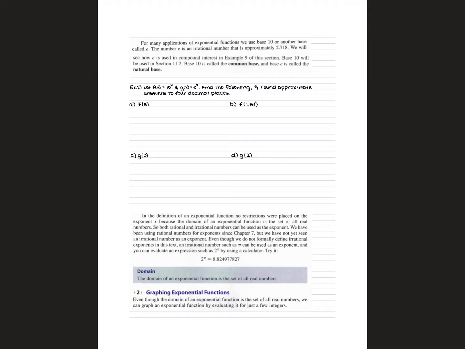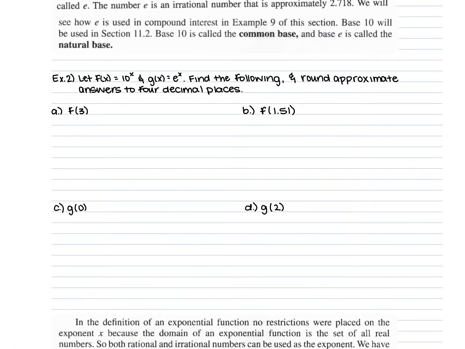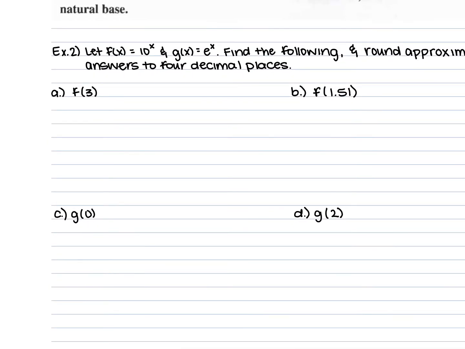For our next examples, we're doing the same exact thing. So we have f of x is equal to 10 to the power of x, g of x is equal to e to the power of x. For these, you're going to need a calculator in order to work with that e.